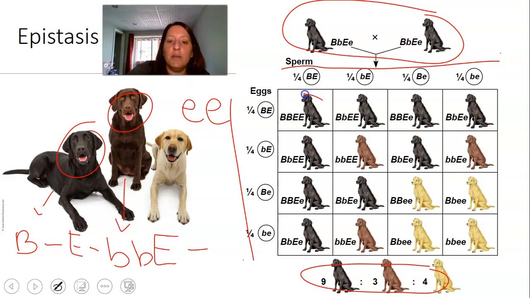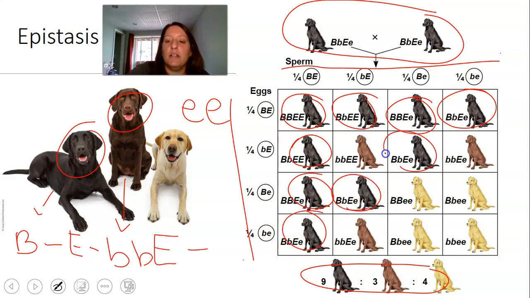You can see that all the black dogs have at least 1 dose of the big B and 1 dose of the big E. All these black dogs here. The brown dogs are going to be little b, big E, whatever. Big E, little e, doesn't matter. They're going to be brown dogs.